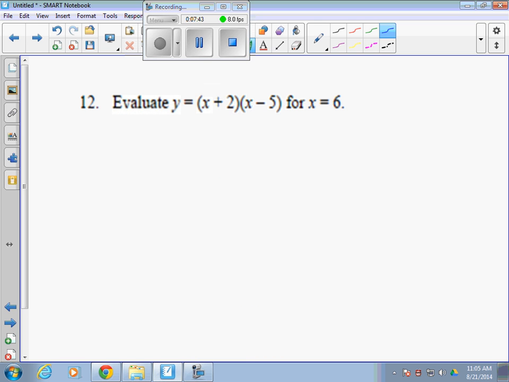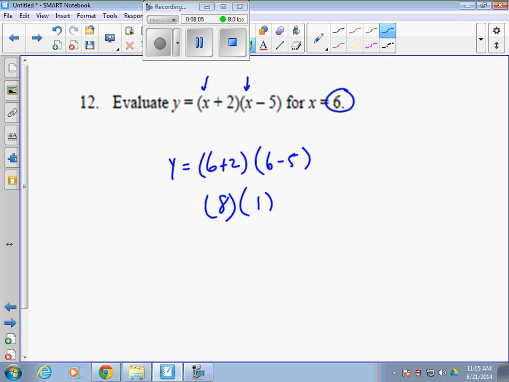Number 12 says evaluate y equals x plus 2 times x minus 5. Then we're given a value for x. We're going to substitute it in. First thing, y equals 6 plus 2, and that's in parentheses, times 6 minus 5. 6 plus 2 is going to be 8, times 6 minus 5 is going to be 1. So our y value is 8 times 1, or our y value is simply 8.